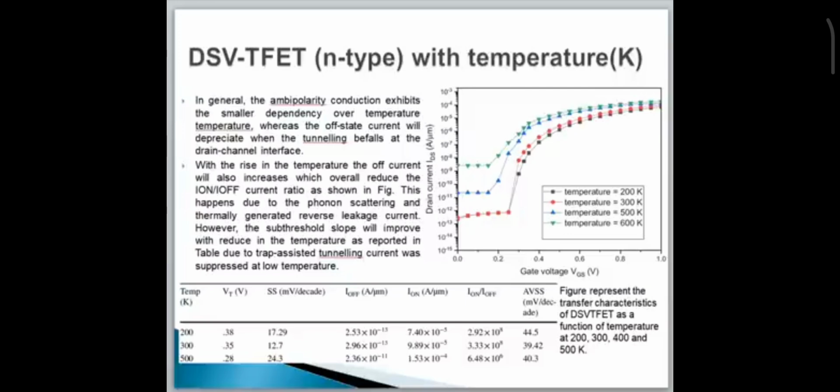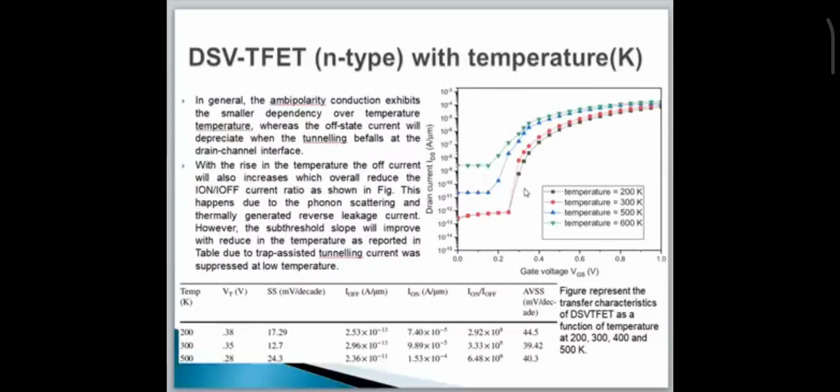When you increase the temperature of the device, it will impact two factors. One is the Ion-I-off current ratio and the second is the subthreshold slope. If you are increasing the temperature, the off current starts increasing. It will reduce the Ion-I-off current ratio. And one more thing, if you are increasing the temperature, it also deteriorates the subthreshold slope of the device. This means it will increase the subthreshold slope of the device.